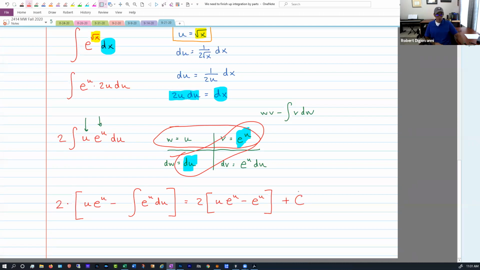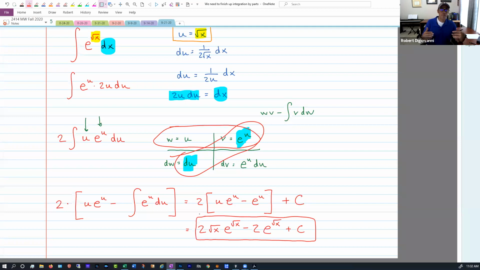And that's it. I can distribute the 2 through, and there is one more thing I need to do. Distribute the 2, replace u with what it was. Remember, u was root x. There it is. So, an unnatural U substitution first, which leads you then to integration by parts. Any questions?